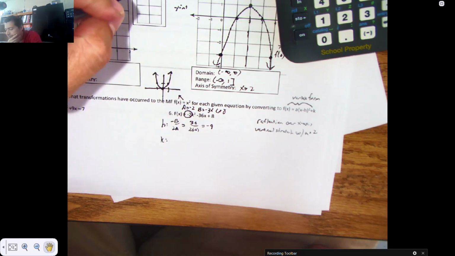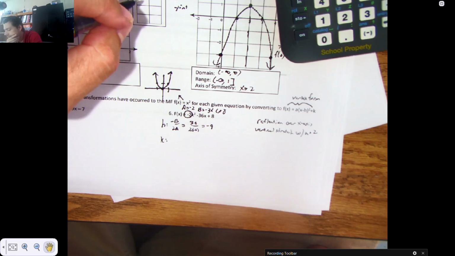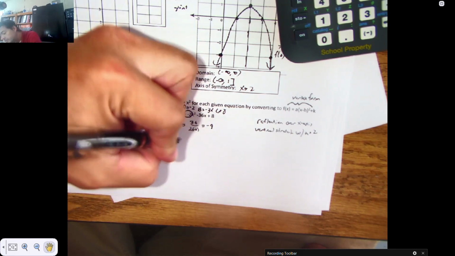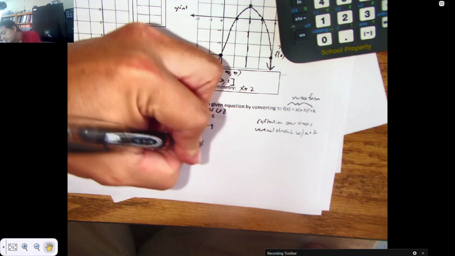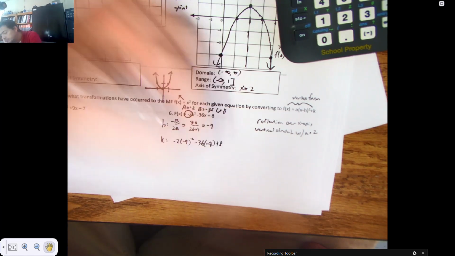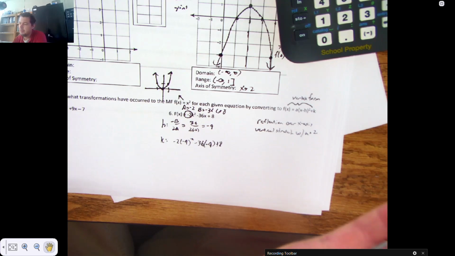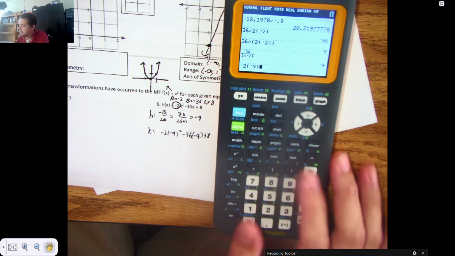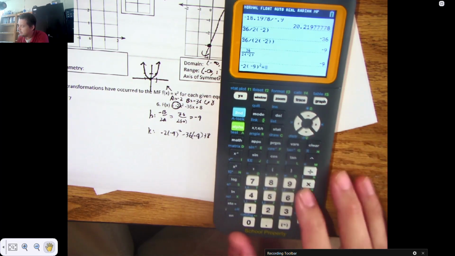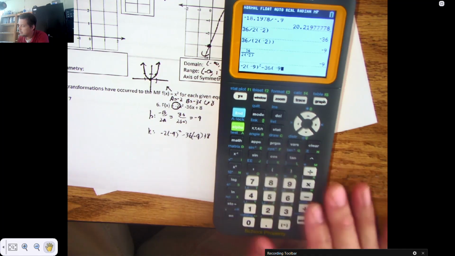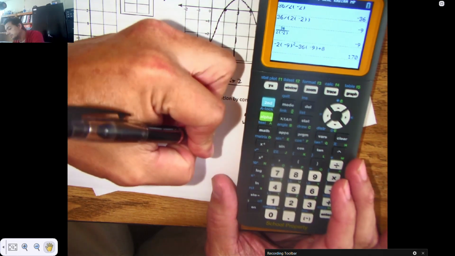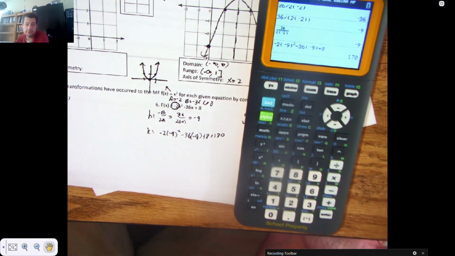Anyways, now I want k. I find k by plugging this in. Forgive me, I'm tired. Negative 2 times a negative 9 squared minus 36 times a negative 9 plus 8. Now those numbers are a bit big, and nobody's asking you to do that by hand. I'll show you 2 ways of doing this. The first one is just by typing in what's said. Which is pretty easy to do. It's 170. It's big. See, I wouldn't have guessed that it was shifted up 170 units.